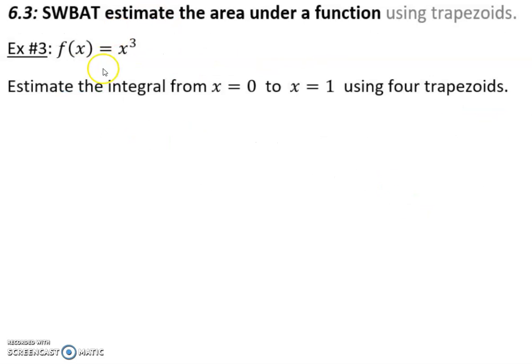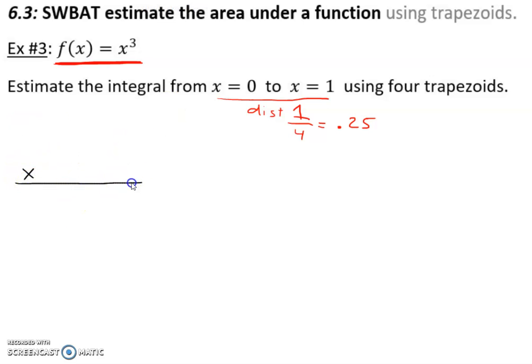The third example gives you a function but does not give you the y values. That's fine. This is a little bit more, but we'll just have to make the table ourselves. You notice that they asked for the integral from 0 to 1, so that's a distance of 1. And they asked for 4 trapezoids. So if we take that distance and divide it by 4, we get 0.25. You don't need to show this. You can probably do this in your head a lot anyway. But what that means is we are going to need to make this ourselves.